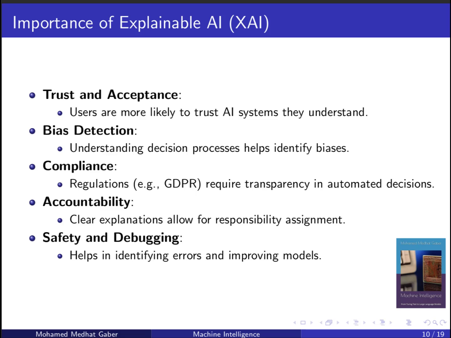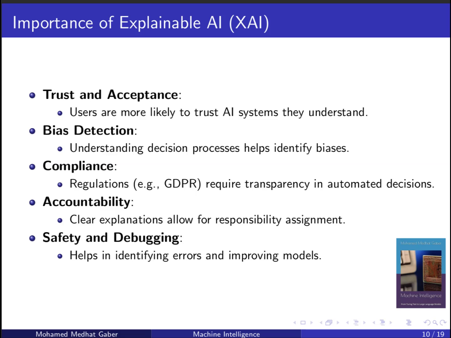Secondly, explainability aids in bias detection. By understanding the internal workings of AI models, stakeholders can identify potential biases or unfair patterns in decision-making. This insight is essential for correcting discriminatory practices and ensuring that AI systems operate ethically and equitably.